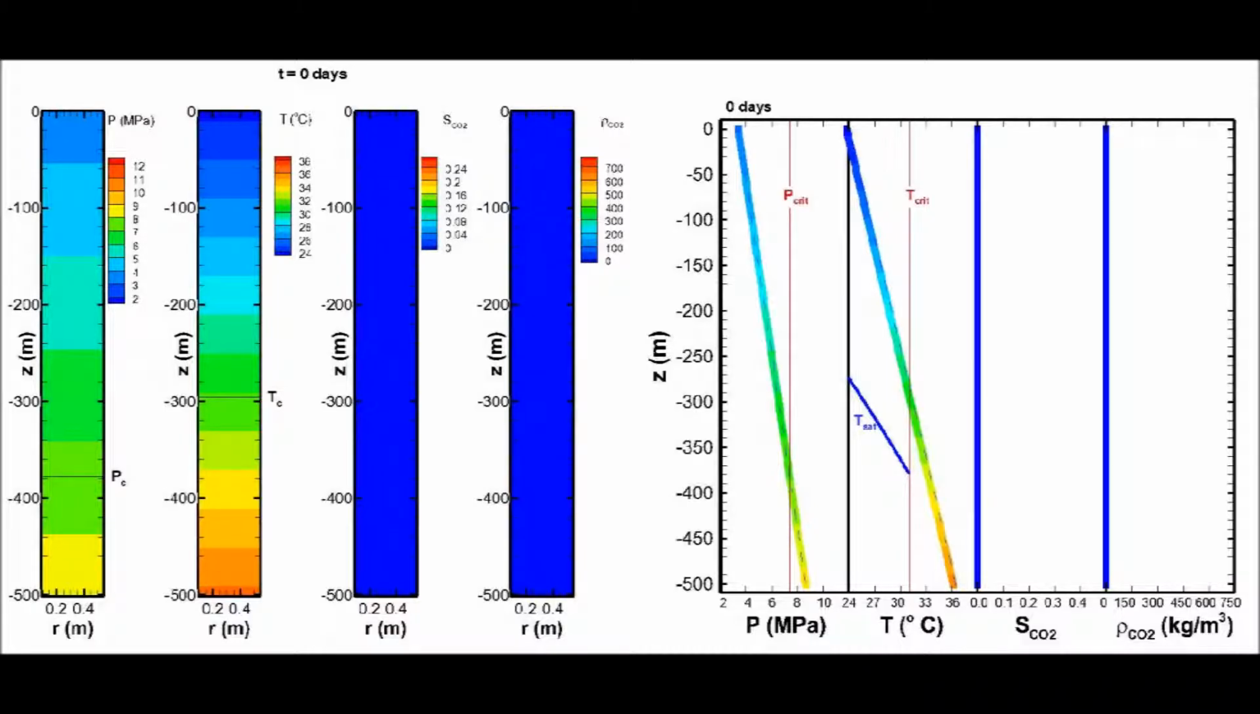On the left-hand side of this figure, we show the initial condition by 4 color contour plots of pressure, temperature, CO2 saturation, and CO2 density. On the right-hand side is the same information plotted as a vertical profile of pressure, temperature, CO2 saturation, and CO2 density. From this initial condition, we will simulate the injection of CO2 into the bottom of the column and its upward rise and decompression and related cooling.